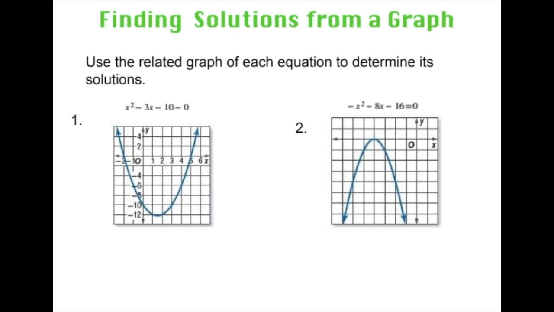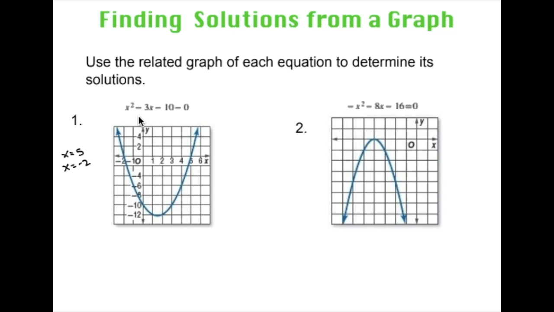Alright, now we're actually going to find some solutions. And we kind of just went over it. But now we're specifically going to write it down. So it says here, use the related graph of each equation to determine its solutions. So we have the graph here, and it intersects the x-axis at 5 and at -2. So that means that our solutions are x equals 5 and x equals -2.